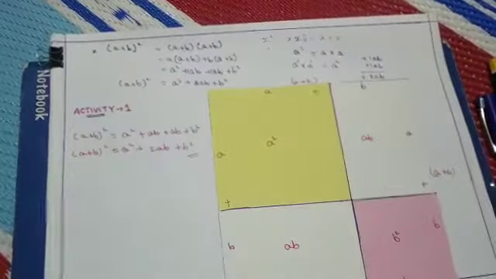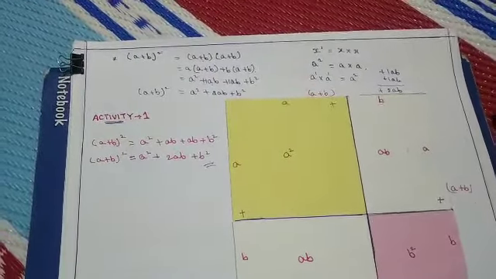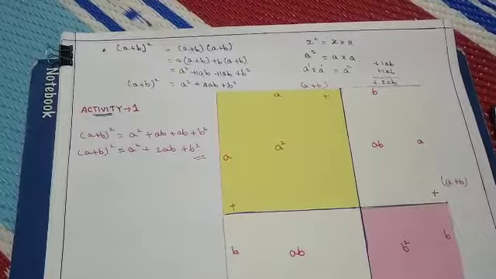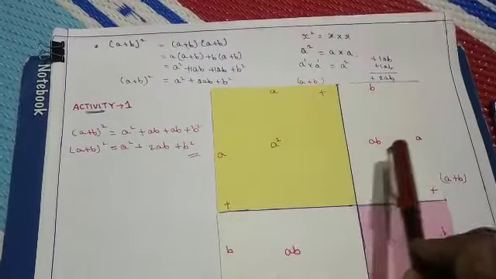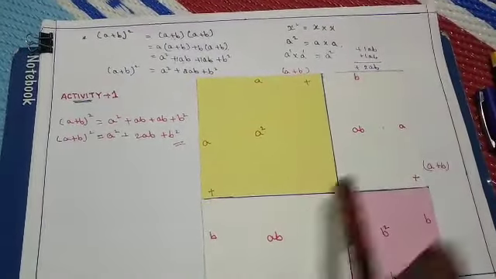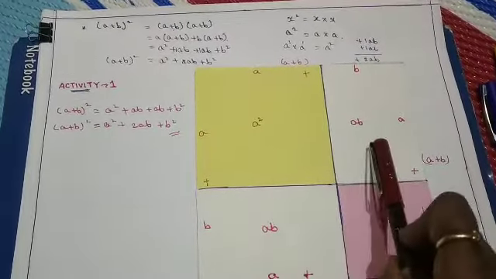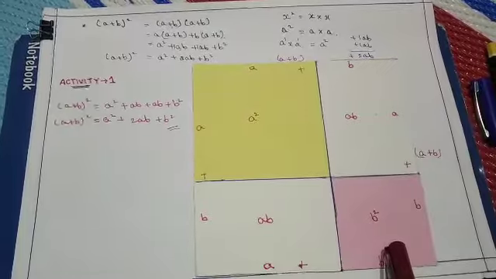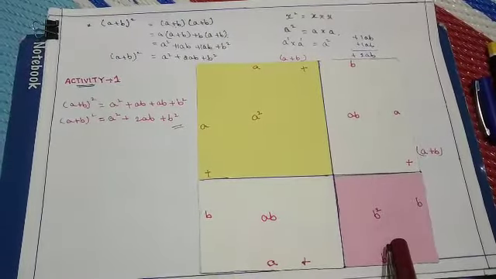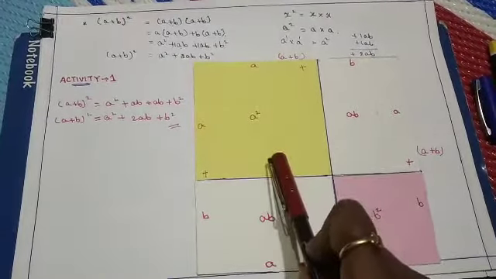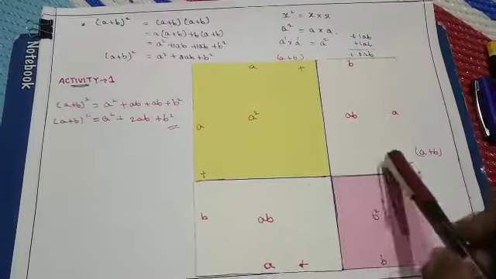So whenever we ask you what is A plus B whole square, then you should say A square plus AB plus AB, which is nothing but 2AB. You should remember this activity, children. A square plus 2AB plus B square, or directly you can tell us A plus B whole square is nothing but A square plus 2AB plus B square.